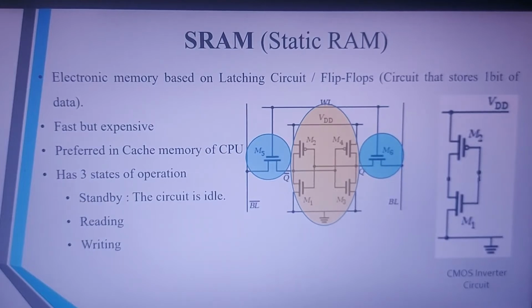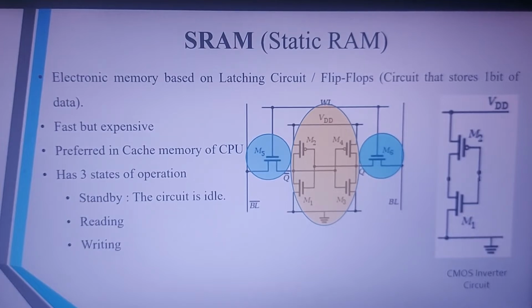So whatever data is stored in the latch, that data will flow to a vertical line named as BL, that is bit line. If you observe, there are two bit lines, one on the left side, one on the right side, BL and BL bar or BL dash. That means BL and BL dash are inverse to each other. If BL is having 0, then BL dash will have 1. If BL is having 1, BL dash will have 0. They are inverted to one another.